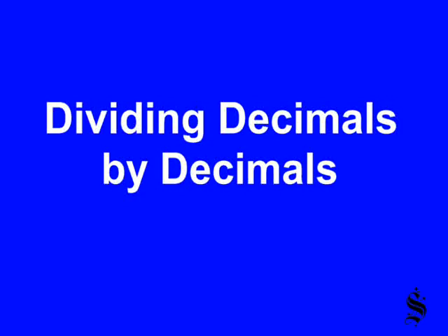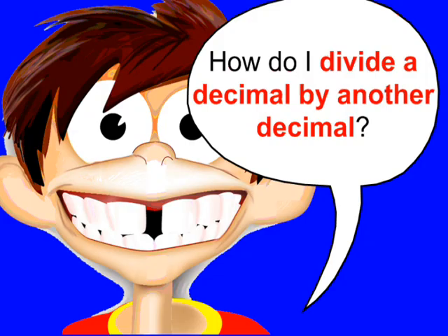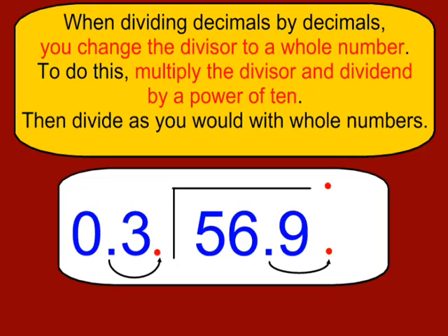Dividing decimals by decimals. Well, how do you divide a decimal by another decimal? Well, the easiest thing to do is to actually make that decimal a whole number by moving the decimal point. So in this example, instead of having a divisor of 3/10, we can move that decimal point one spot and make it 3. We just need to remember to also move the decimal one spot in our dividend.